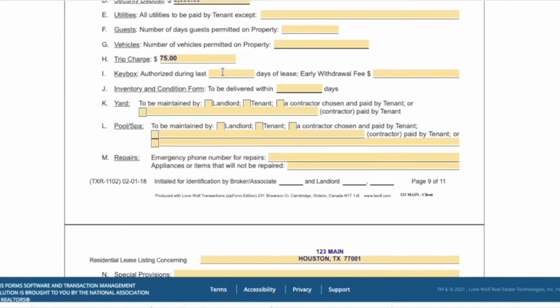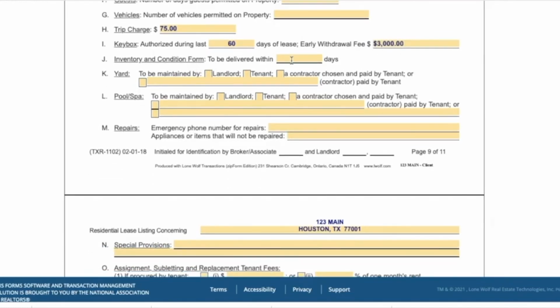Key box, authorized during the last 60 days. That means in the last 60 days of the lease, the landlord is going to put on a lockbox on the property. And if the tenant wishes to withdraw that, typically the fee is a full month's rent. Inventory and condition form, this should be delivered within 5 to 10 days. That means the tenant has either 5 or 10 or however many days you decide here to go through the property, walk the property, and mark anything on that inventory and condition form. If anything's broken or there's any damage.